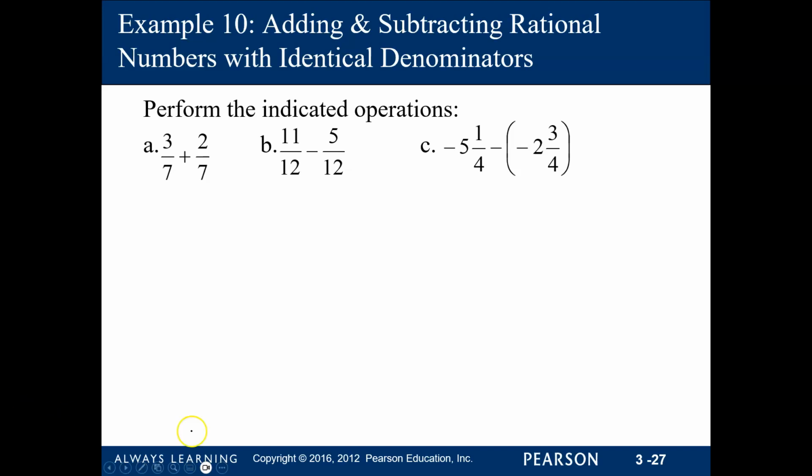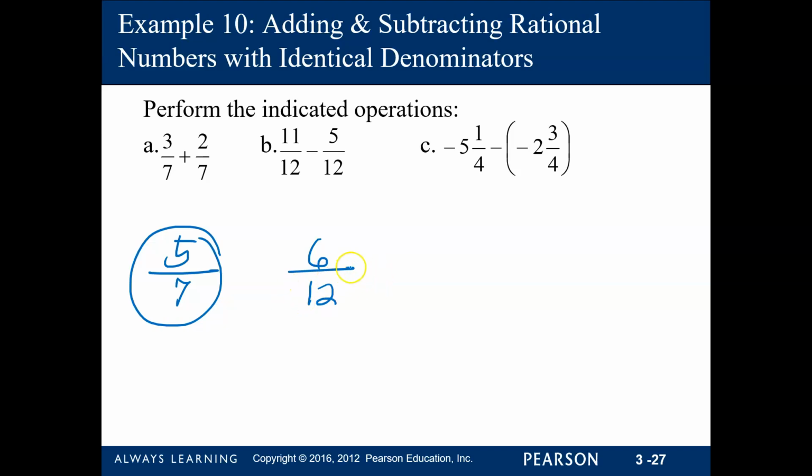So let's have these examples. Here we have 3 over 7 plus 2 over 7. Both of them have 7 as denominator. So 3 plus 2 is simply 5 over 7. Nothing is common. That's the final answer. Here we have 11 over 12 minus 5 over 12. They have the same denominator, so we do 11 minus 5, which is 6. But then we know that we can simplify this, and it will change to 1/2.